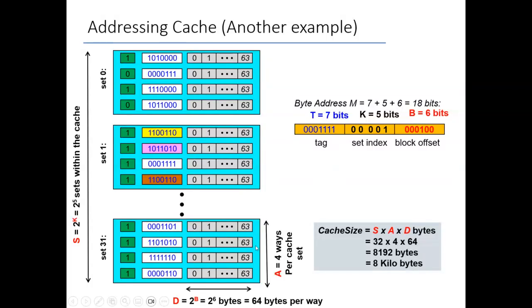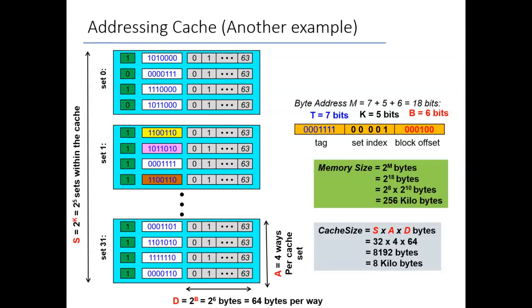The cache size is now calculated as S multiplied by A multiplied by D. What is S? S is now 32. There are 4 ways, and there are 64 bytes. So the total cache size is now 32 multiplied by 4 multiplied by 64, which is 8192 bytes, and if we convert it into kilobytes, it is actually 8 kilobytes.